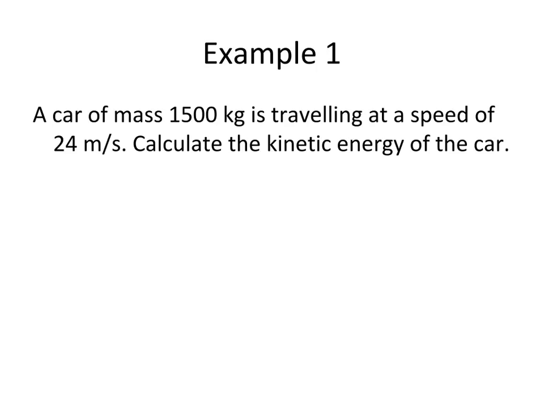We should keep in mind that the mass should be in kilograms and the speed v should be in meters per second, because we want to get joules for our units for kinetic energy. Here's an example. We have a car with a mass of 1,500 kilograms. It's moving at a speed of 24 meters per second. Let's calculate the kinetic energy of the car.